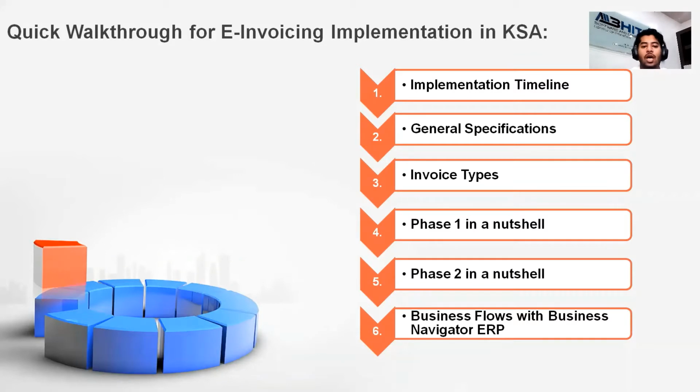All this will be covered in the types of invoices. And then we'll be looking at phase 1, which would be the initial phase set out by the ZATCA, and we'll look at the features regarding it. Then we'll look at phase 2 and its features. Then we will jump to the Business Navigator ERP, and we will look at these flows over there.